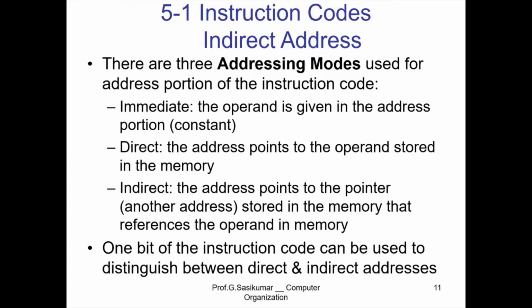And in direct, the address points to the operand stored in the memory. Directly you are going to the memory. Immediate is just that we are giving the operand in the address portion. It's a constant, we cannot change. And if you operate on the information directly from the memory, then it is direct addressing. Indirect addressing is very simple. It points to another pointer, another address. That is called indirect.